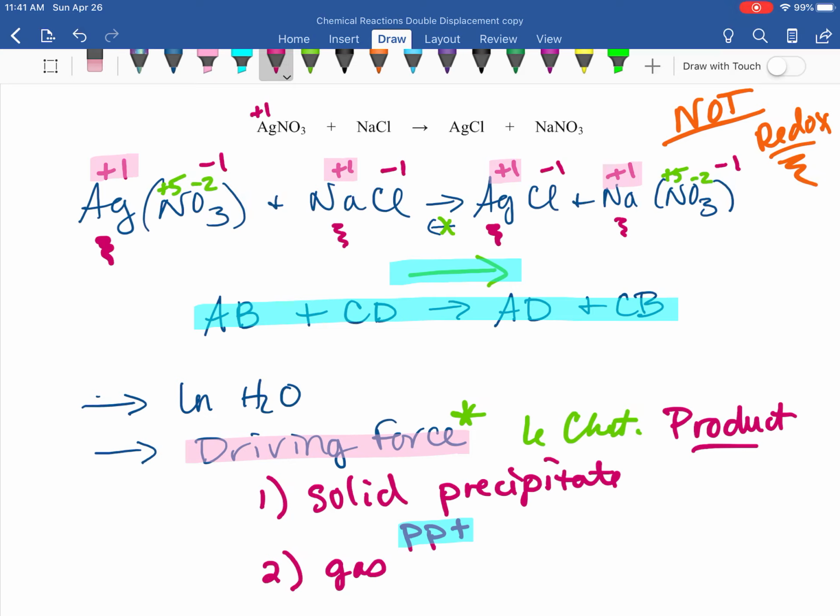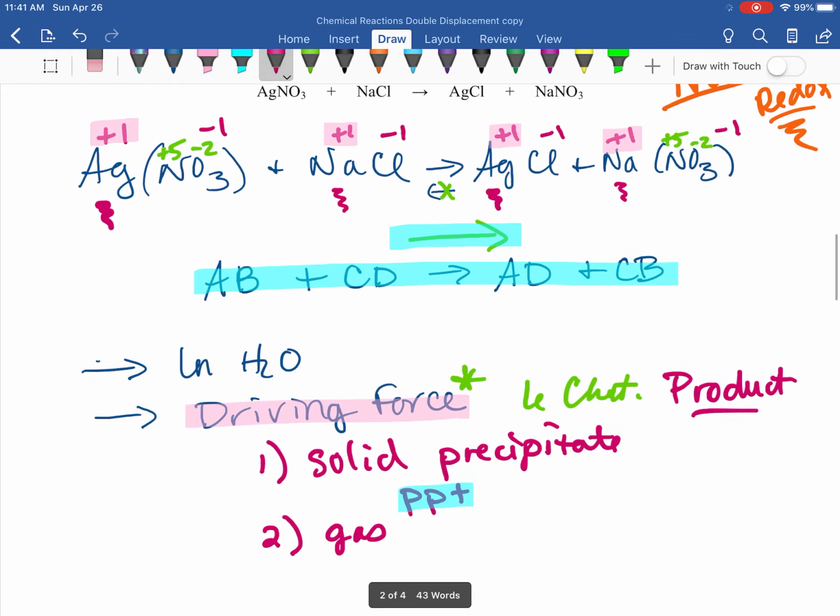Number 2, we will look for gases. Okay, if you've got bubbles and you form a gas, it's removing itself from the reaction.